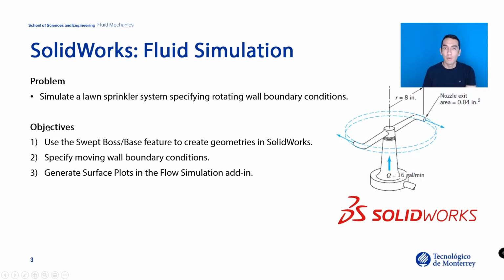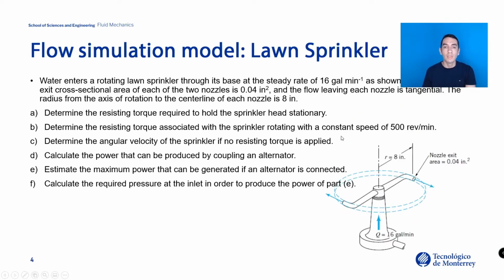We want to achieve three main objectives. The first one is to use the swept boss base feature to create geometries in SolidWorks. Then we want to specify moving wall boundary conditions. And finally, we want to generate surface plots in the flow simulation add-in. The problem we're going to be working with this time is specified in this slide.